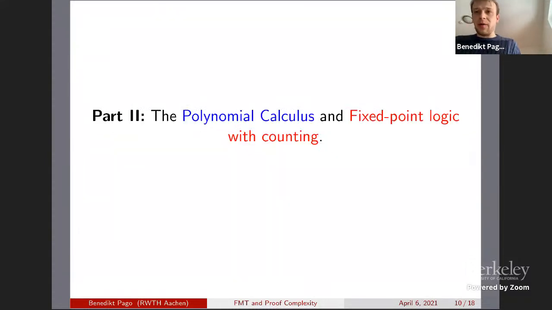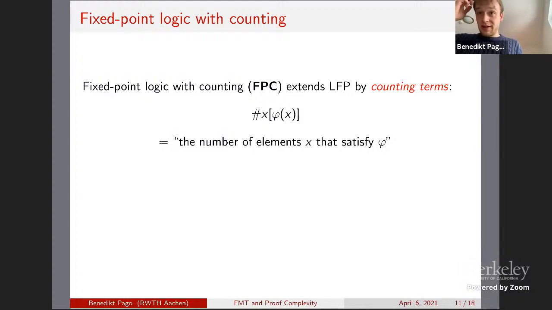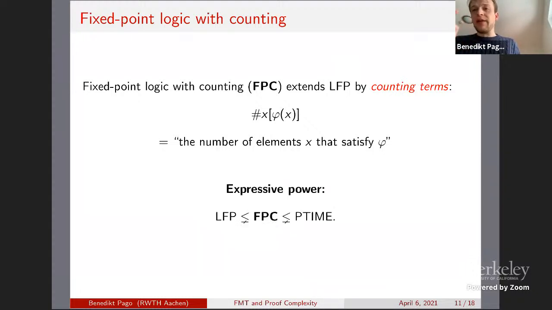And now we go one step further and look at an algebraic proof system. And this means on the side of finite model theory that we add counting. So yeah, Albert has already talked about this. Fixed point logic with counting is simply the extension of LFP by so-called counting terms. We won't go into the details, but essentially this means you can now count the number of satisfying assignments for formulas. The expressive power of this logic is between LFP and PTIME. So this is strictly stronger than LFP because one can show that LFP cannot count. And this is sort of the fix for that. And evaluation of these formulas is still in P time. And yeah, it's a fragment of P.